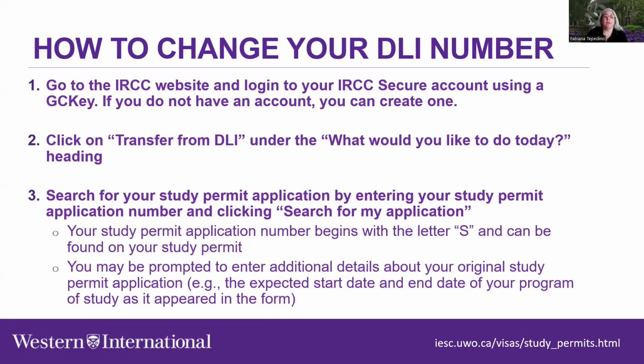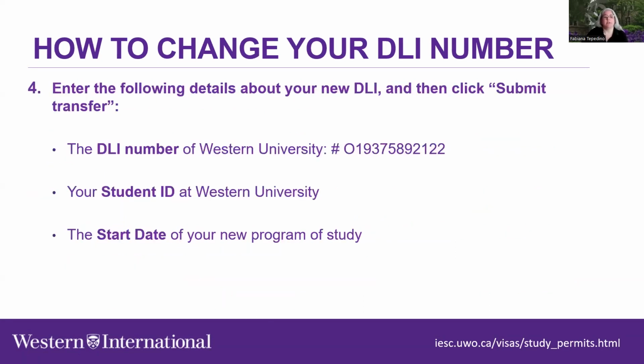You may be prompted to enter additional details about your original study permit application in order to find your application. Once you've done that, you will enter the following details about your new DLI. You'll enter the information about Western and then click Submit Transfer. So I've put on the screen Western's DLI number. You'll use your student ID or your student number for Western and the start date of your new program of study.